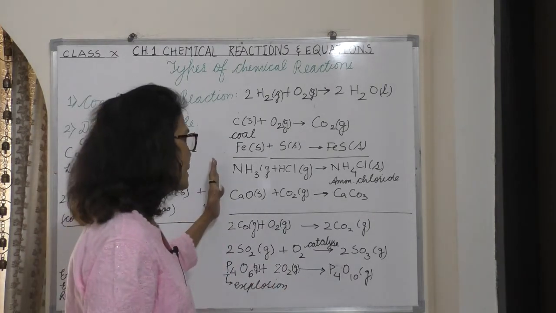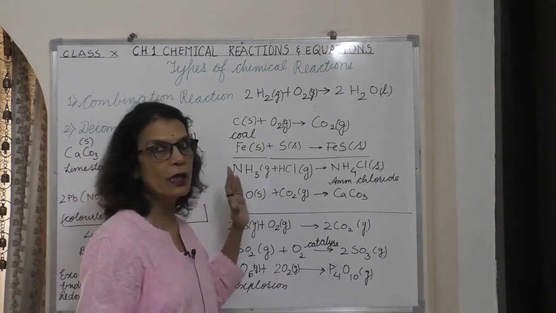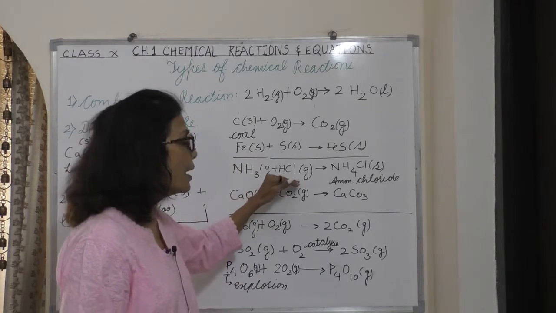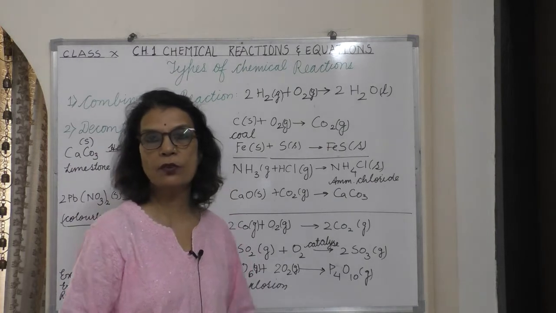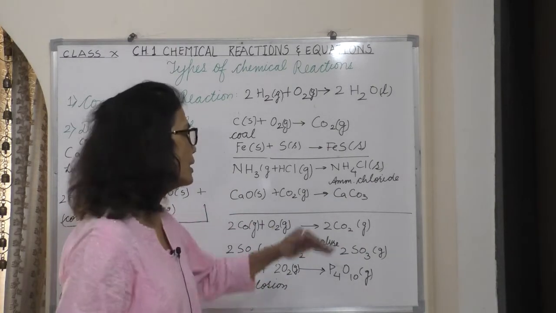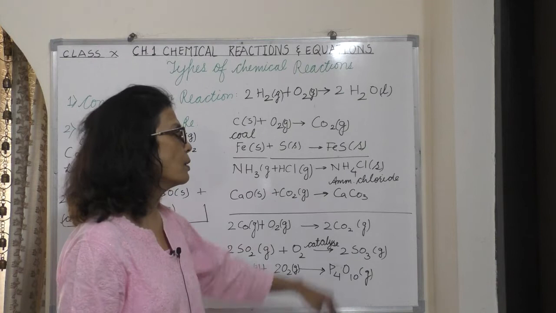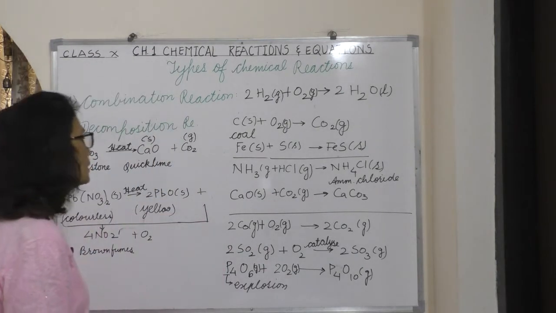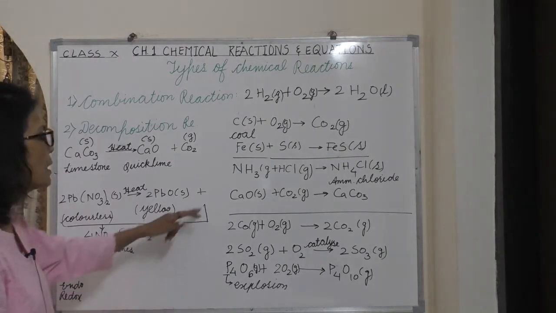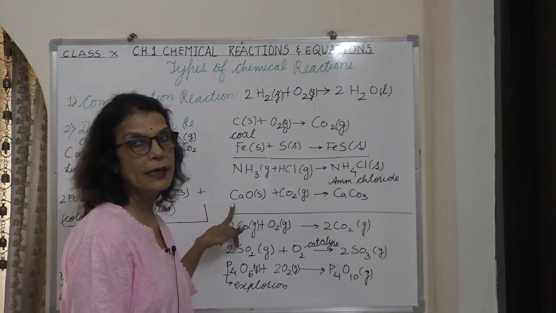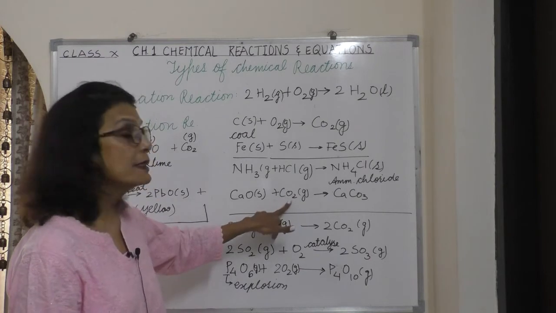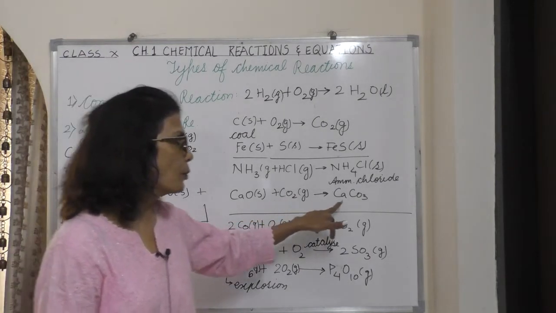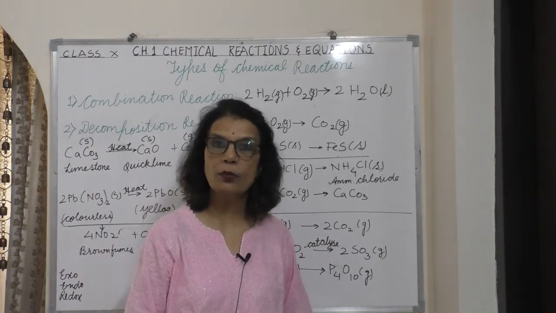Now coming to the next one, here we are taking ammonia gas, which is in gaseous form. HCl is also gaseous. So both the gases are reacting with each other, and we are getting ammonium chloride, which is in solid form. Coming to the next one, CaO, that is calcium oxide, is reacting with carbon dioxide, which is in the gaseous form, and the product you will get is calcium carbonate.